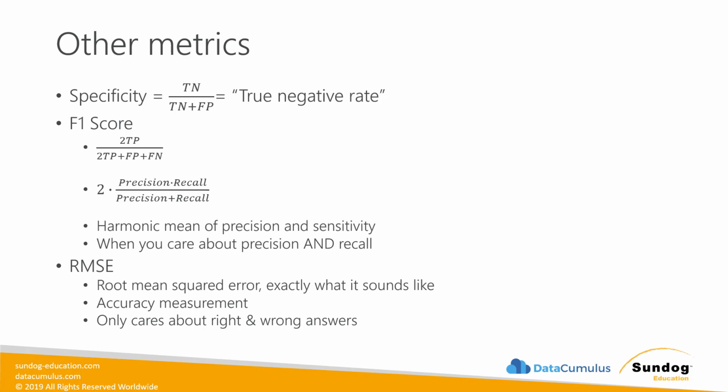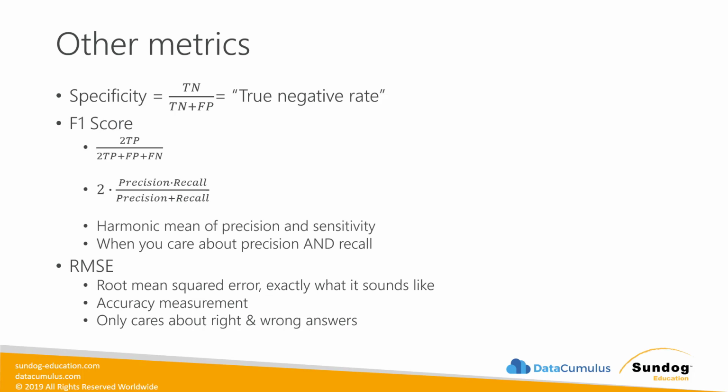There are other metrics as well. For example, specificity, which is the true negatives over true negatives plus false positives, also known as the true negative rate. Also, F1 score is a very common thing that's used. And again, you should memorize this formula too, guys. Write it down somewhere. That is 2 times the true positives over 2 times true positives plus false negatives.